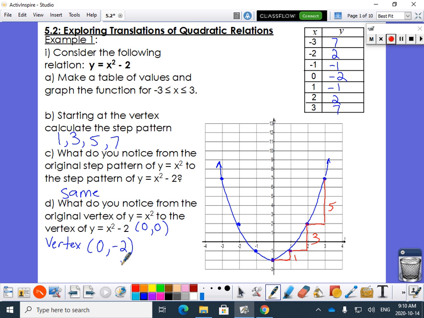So what do we notice about that? Vertex shifted down 2 units. So that's important. Okay, we're going to do a few of these examples. You'll notice because we had a negative 2 here, that caused the parabola to shift down 2 units. Okay? Questions about this slide?